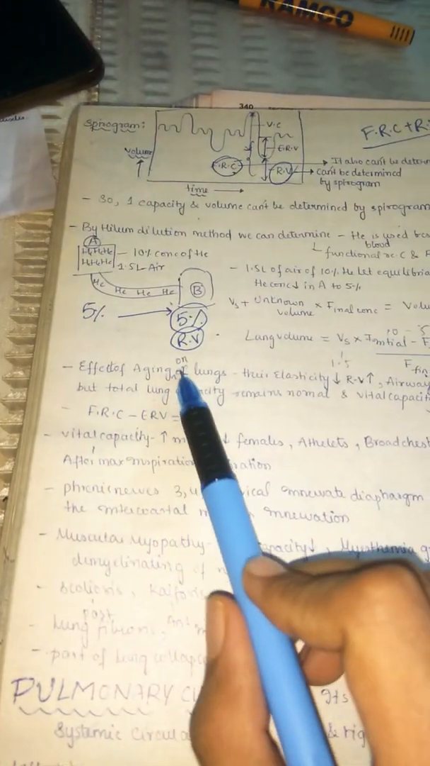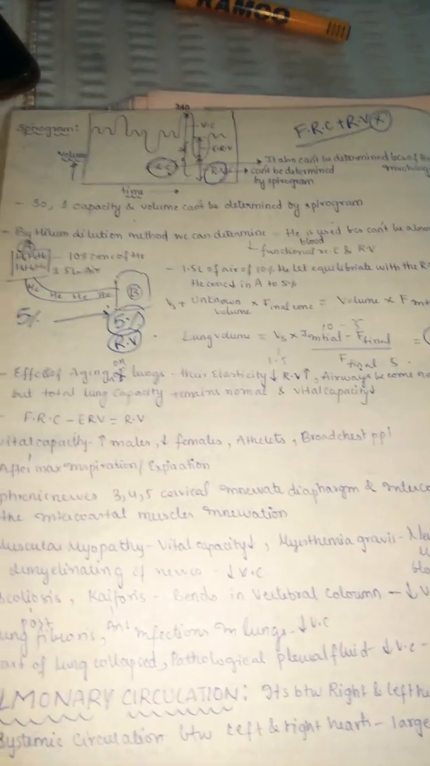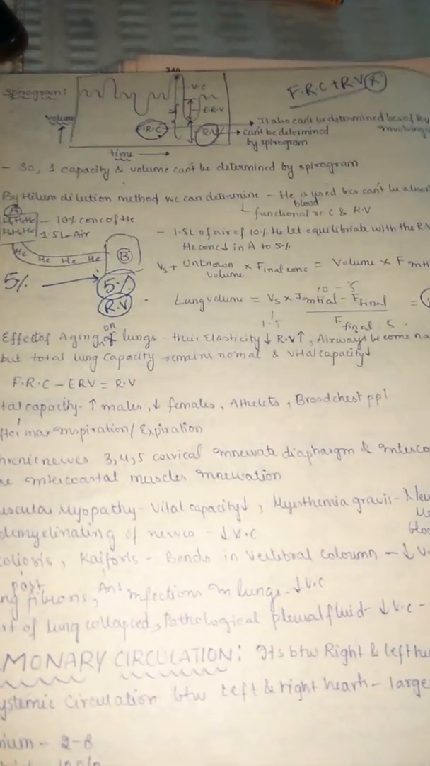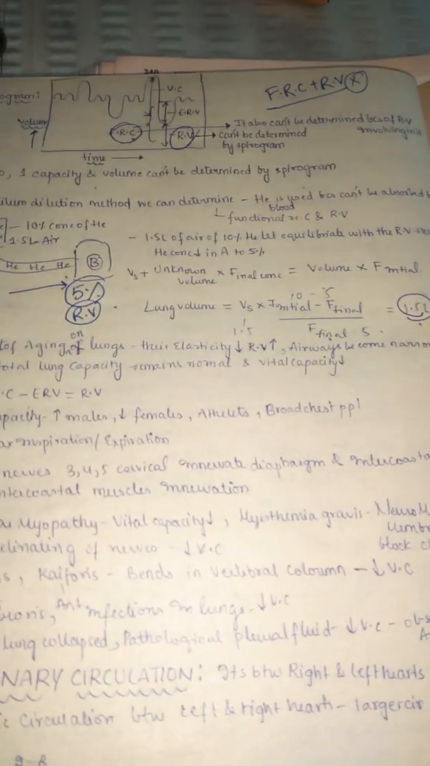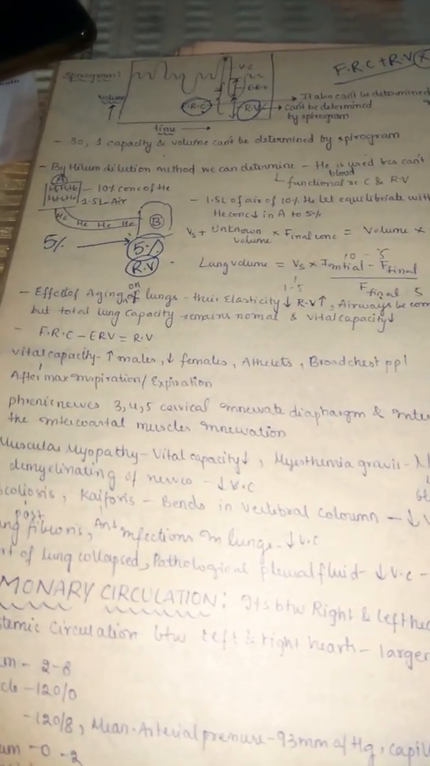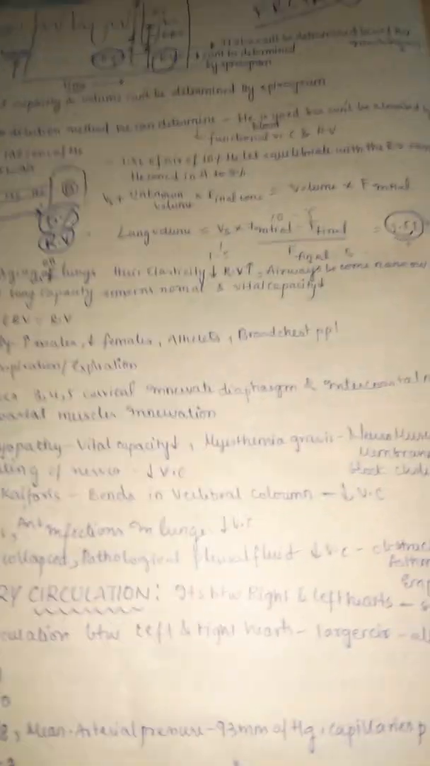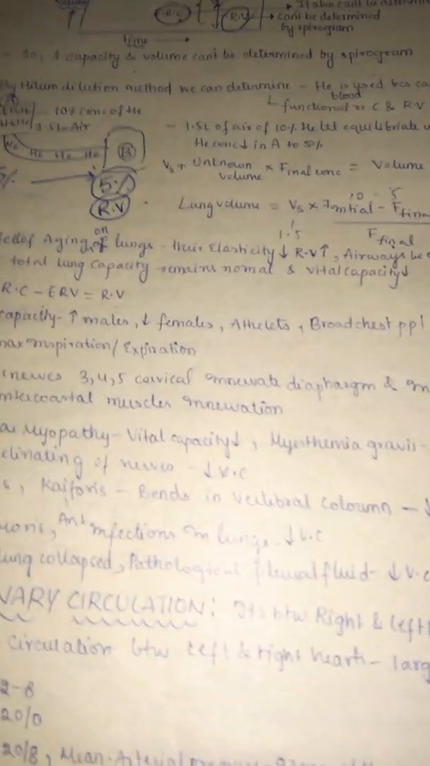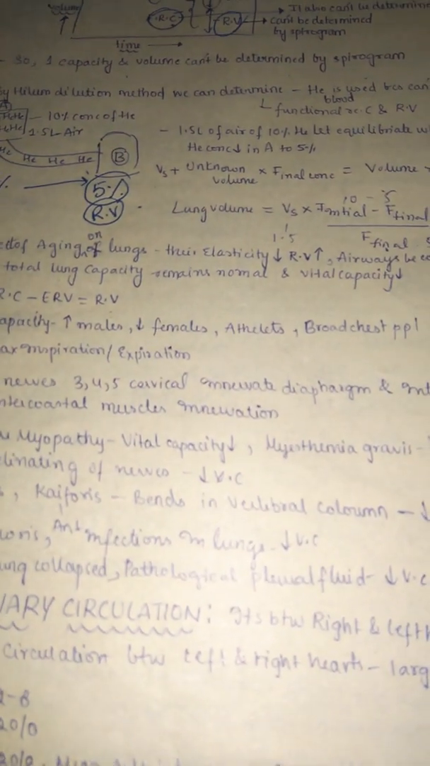So, the effect of aging on the lungs: their elasticity is decreased. If a person is getting older, the elasticity decreases, which means the residual volume is increasing. So you can understand, if the elasticity is decreasing, compliance is increasing, like in an emphysema patient. In emphysema, because of smoking, the person has more compliance, so inspiration is very good, but expiration is very hard because of the increase in compliance and decrease in elasticity. The same thing happens in older people.